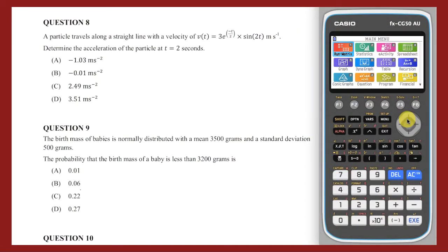Question 8. The acceleration of a particle at time t equals 2 is equal to the value of the derivative of its velocity function at that time. Given the relative complexity of this velocity function, I'm going to calculate the value of v-2 in the Run Matrix app of my CG50.